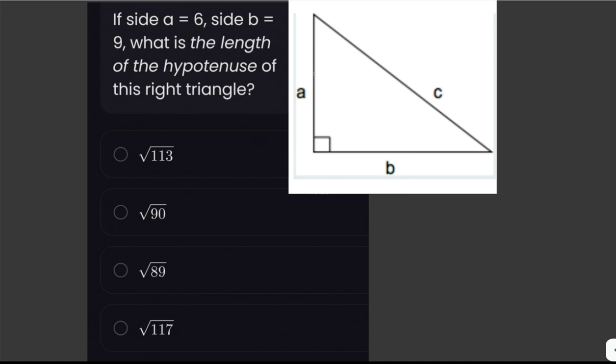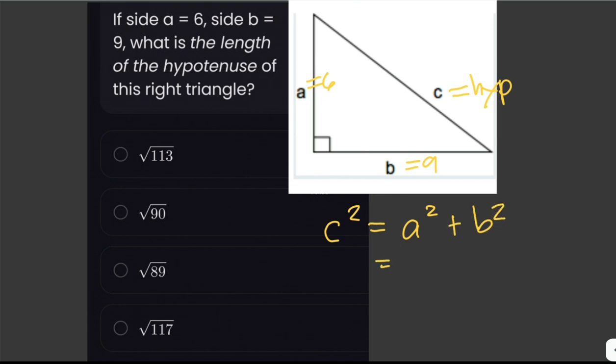If side A equals 6, so this is 6, and side B equals 9, what is the length of the hypotenuse of this right triangle? The hypotenuse is the longest side, and in this case, that is side C. So this is the hypotenuse. Now, to solve this, we can use the Pythagorean theorem, which is just the square of the hypotenuse, or the longest side, equals the sum of the squares of the other 2 sides.